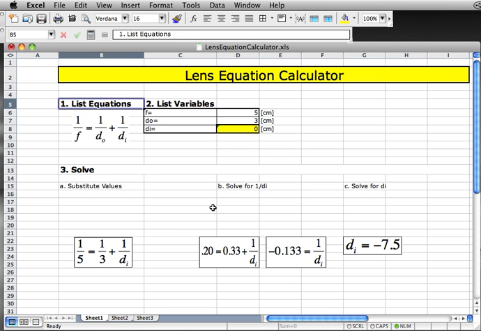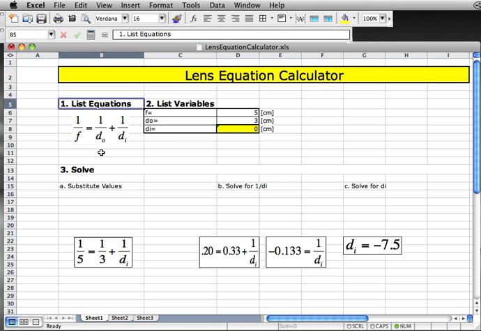In this video, I am going to show you how to use the lens equation calculator to solve quantitative type problems for lenses that involve solving for di. So what you see here is basically the solve part of a quantitative type problem. Step one, list the equations.